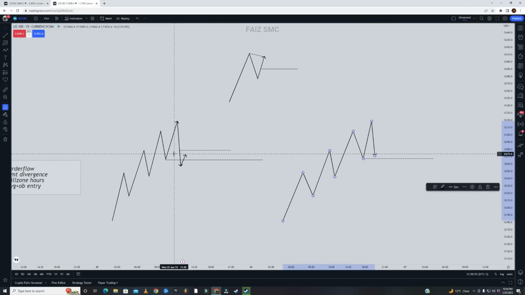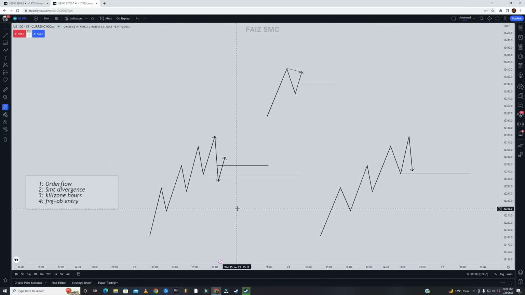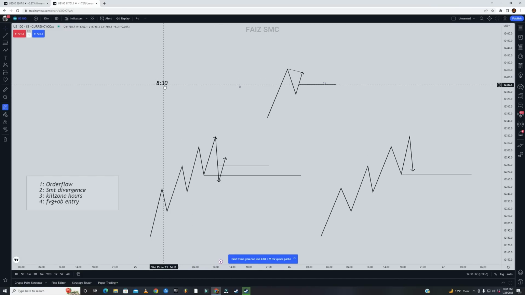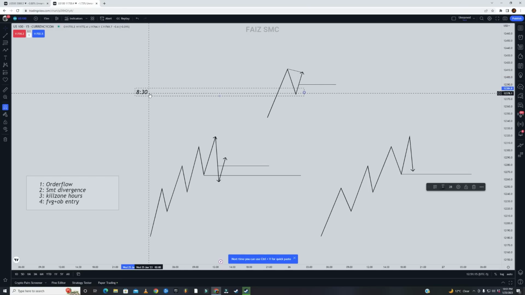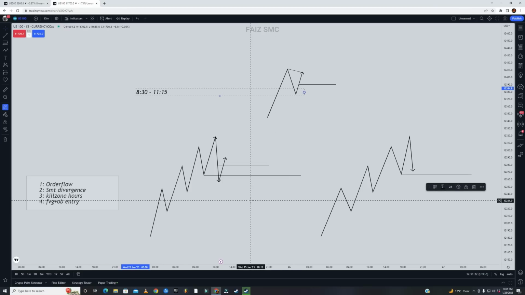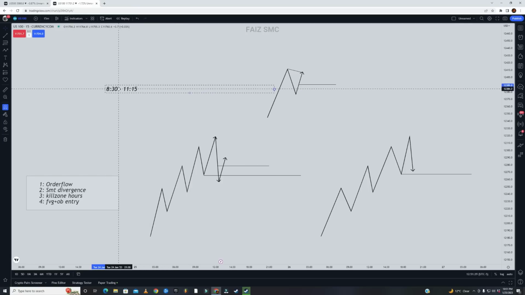So anyways, when you have a market structure shift here, now your entry, I'm talking about indices, okay? Now for Forex, you can use 8:30. So your entry must be at 8:30 precise or after 8:30 till 11:15 New York time, okay? So make sure you have your chart set to New York time. So now this is my kill zone hour, guys. This is my kill zone hours for Forex.